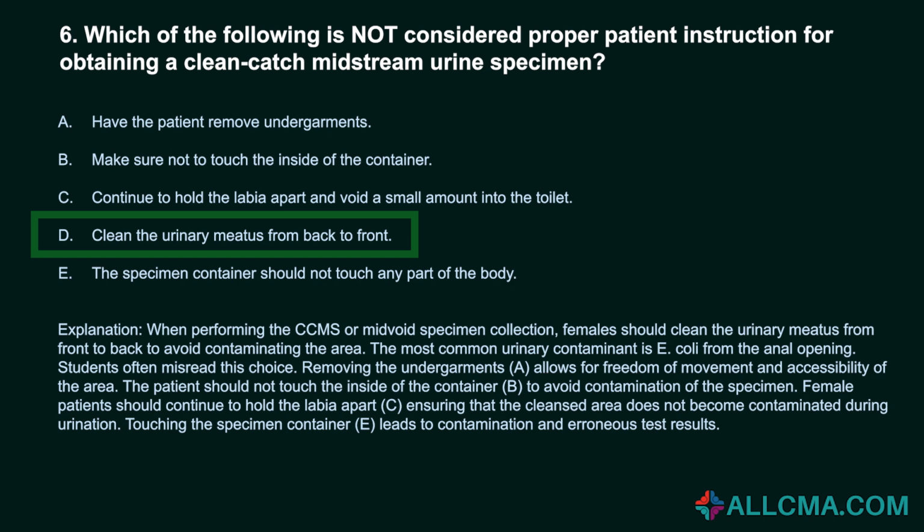Removing the undergarments, A, allows for freedom of movement and accessibility of the area. The patient should not touch the inside of the container, B, to avoid contamination of the specimen. Female patients should continue to hold the labia apart, C, ensuring that the cleansed area does not become contaminated during urination. Touching the specimen container, E, leads to contamination and erroneous test results.